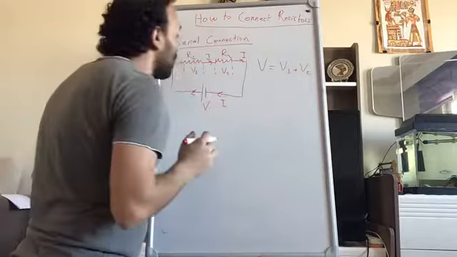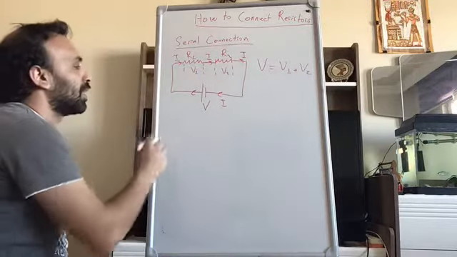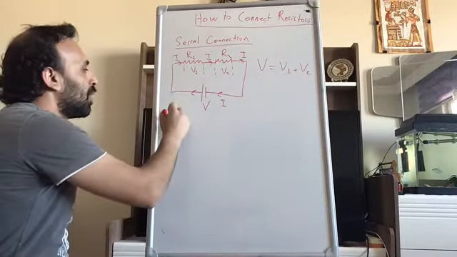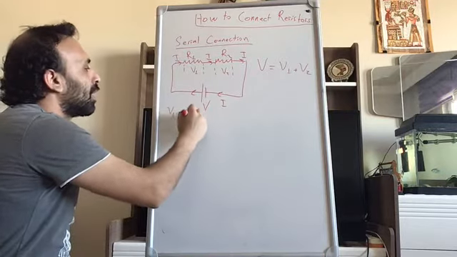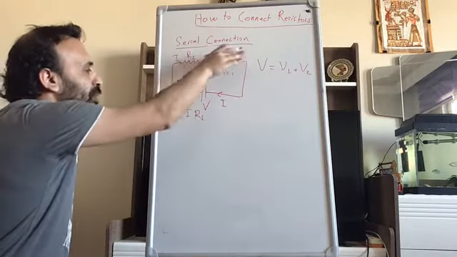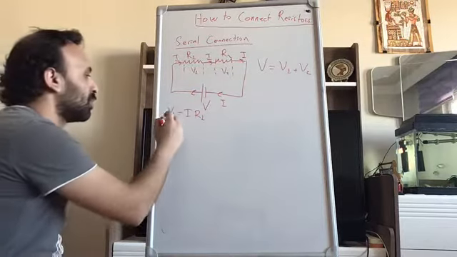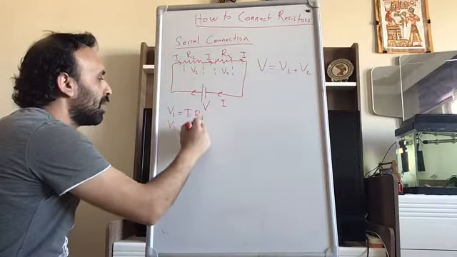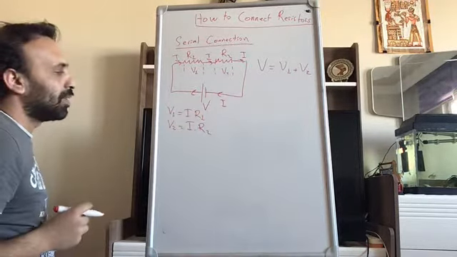But by using Ohm's law also, we can write V1 will be equal to I times R1, right? The same current is passing through, so I'm not using I1 or I2. And V2 will be equal to I times R2. We can write it and we can put it here.